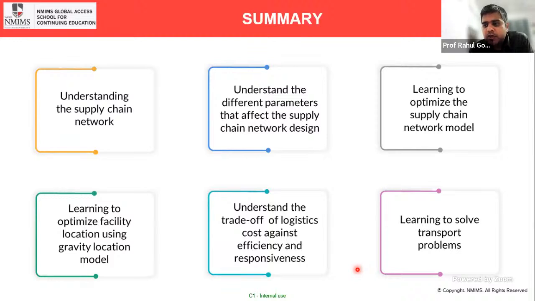We saw 10 to 12 factors which affect a decision of selecting the right facility, selecting the right warehouse, mapping demand centers, mapping supply centers, right? How do we optimize the supply chain network model by looking at network optimization model, gravity location model, right? And understand the trade-off involved between designing an efficient versus a responsive supply chain, and the problem statement around selecting the best route, right? And in that route, how do we map the allocation of demand to various supply centers?